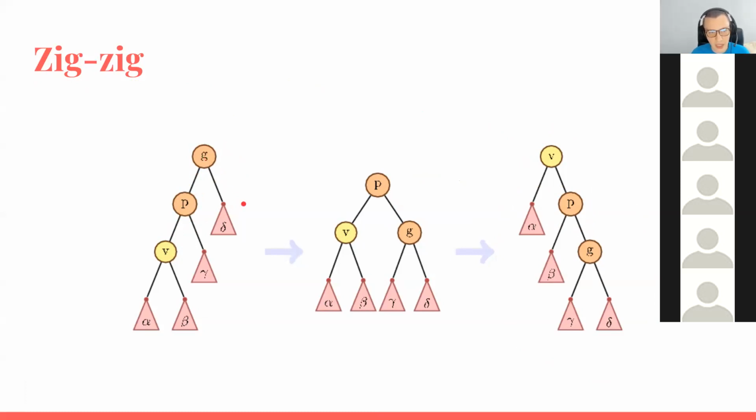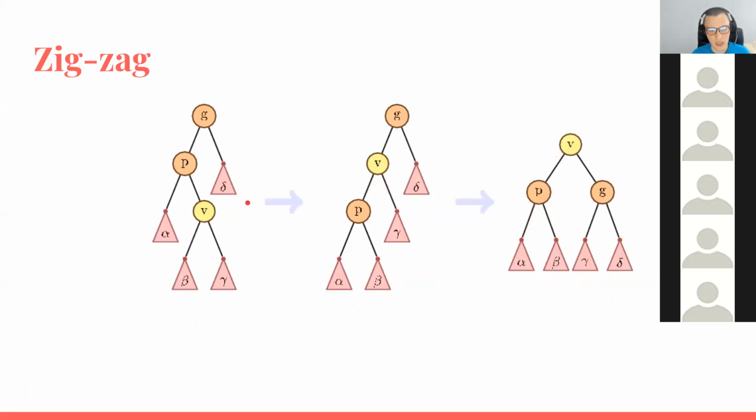But we also can have the zig-zag situation. It's when v for p is not the same as p for g. So one of them is the left son and the other one is the right son. So what can we do there? We just rotate v and p and we will get such a situation, and rotate v and g and we will get this.